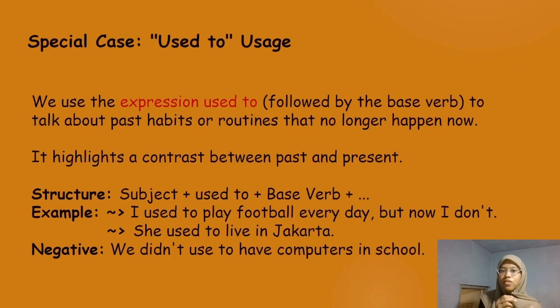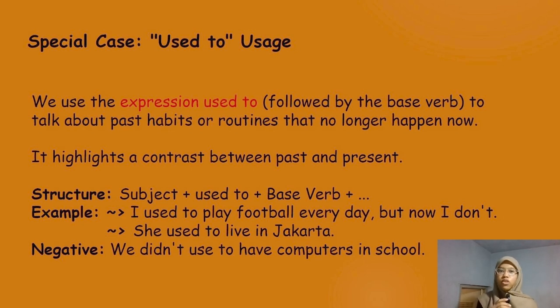Okay, great. Now let's move on to the special case, used to. We use the expression used to, followed by the base verb, to talk about past habits or routines that no longer happen now. It's perfect for showing a contrast between the past and the present. The structure is subject plus used to plus base verb, or verb 1.